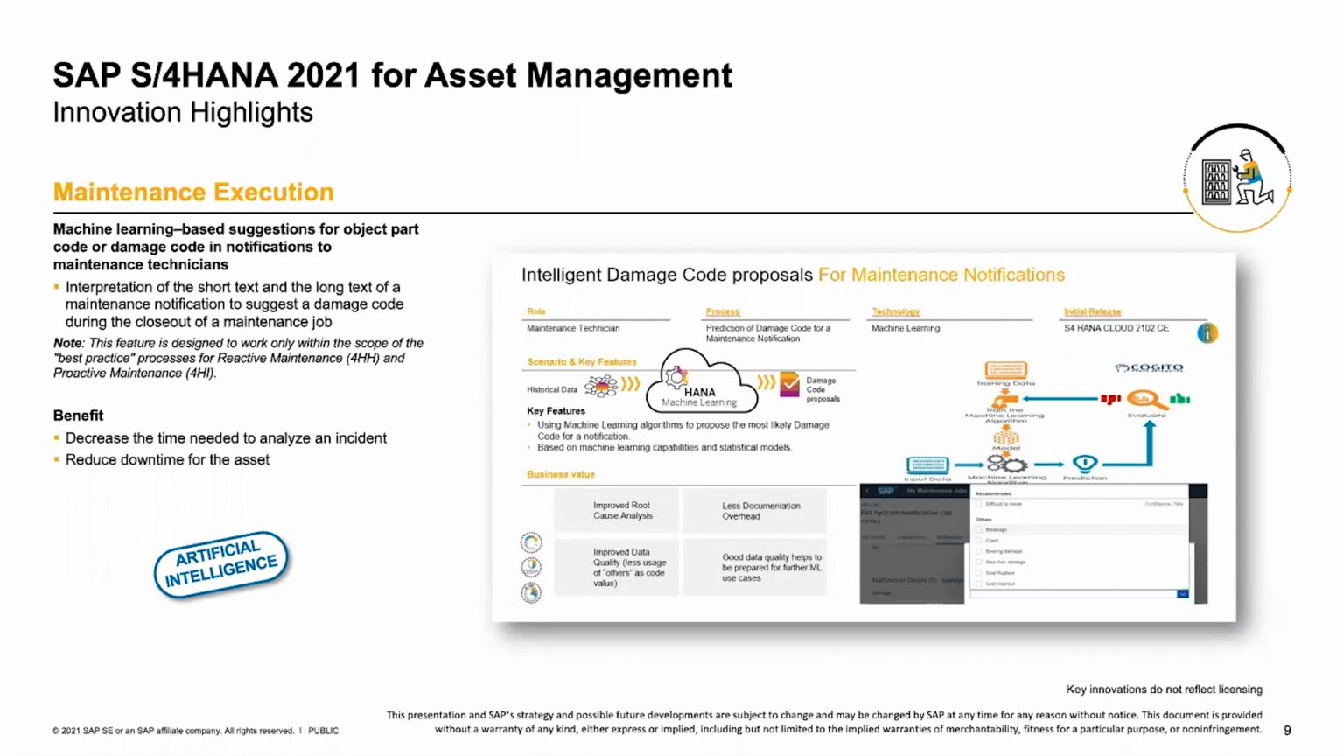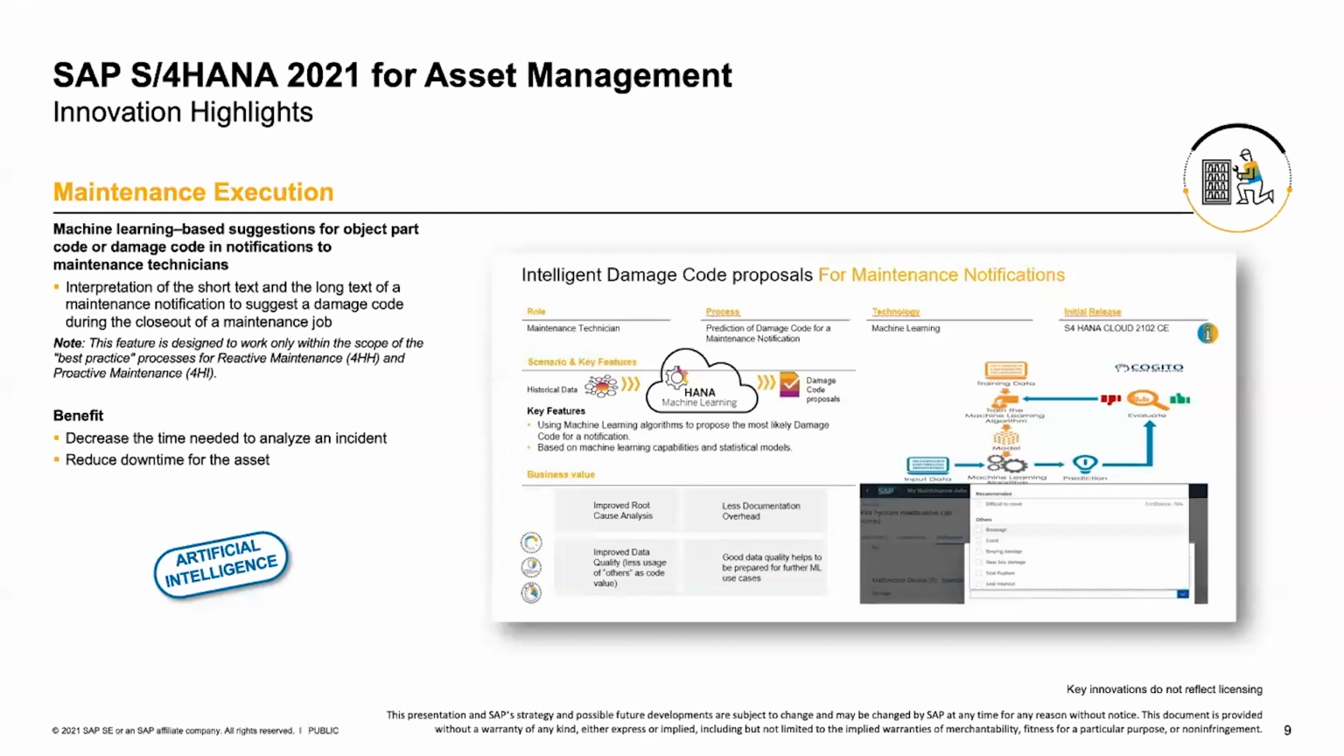Now go to this slide. My first highlight is located in asset management. And here we ship a machine learning-based proposal for object part code or damage code in notifications for maintenance technicians.